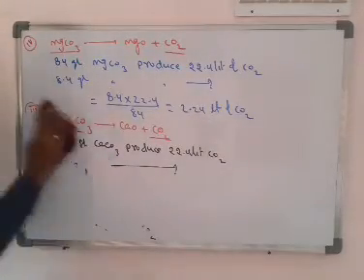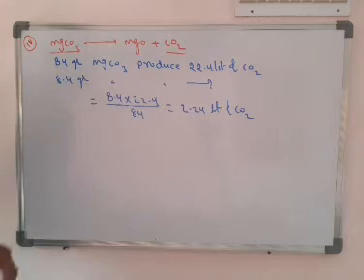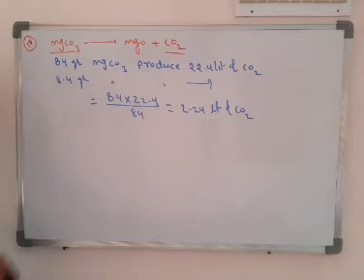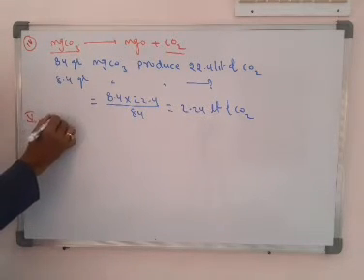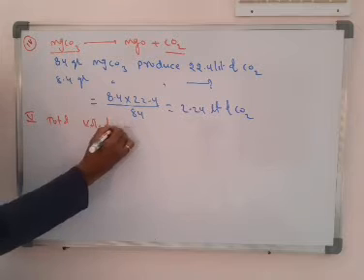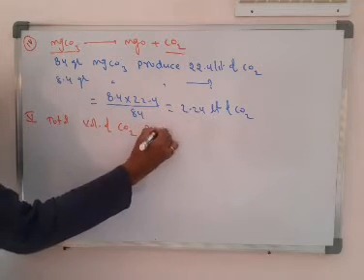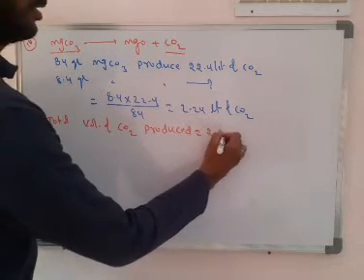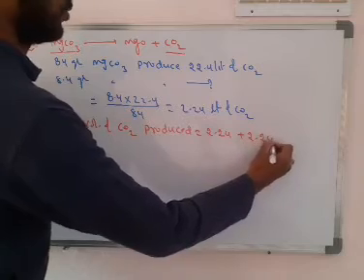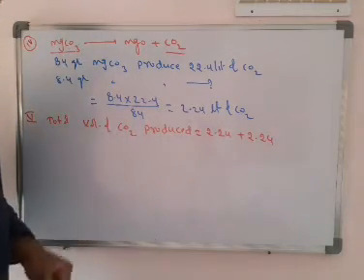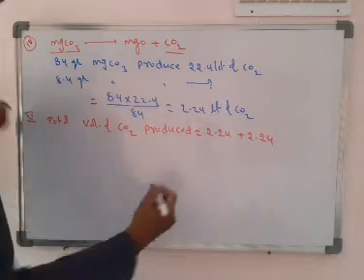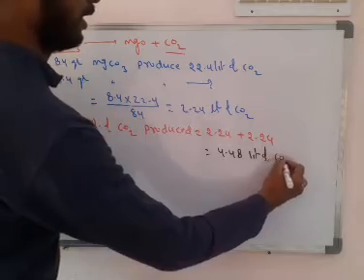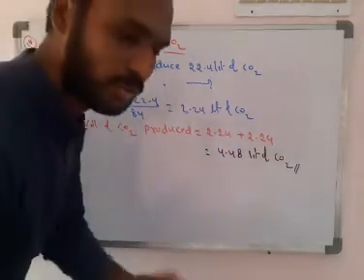Therefore, what is the total volume of CO2 released? So take step 5. Total volume of CO2 released equals 2.24 plus 2.24. These are separately released by MgCO3 and CaCO3. So we get 4.48 liters of CO2 produced in the total process.